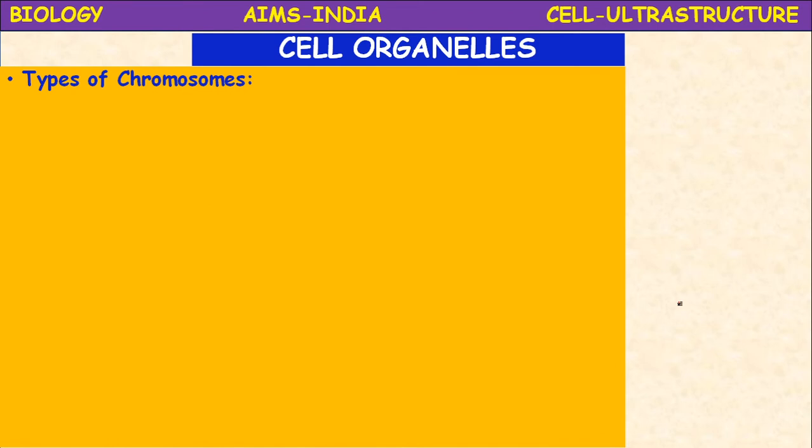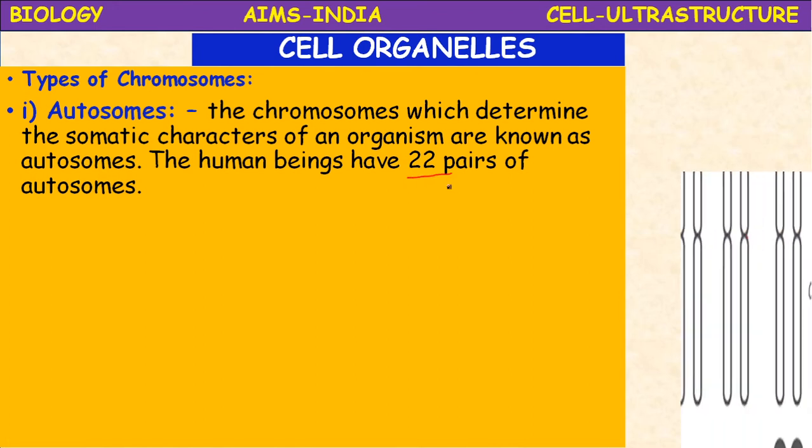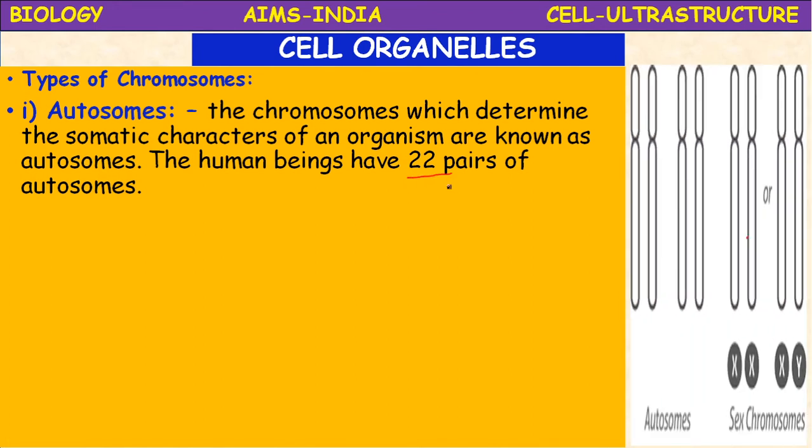Next, types of chromosomes further. Autosomes are the chromosomes which determine the somatic characters of an organism. Somatic characters means vegetative characters of organisms. Human beings have 22 pairs of autosomes. How many pairs? 22 pairs of autosomes are present. They represent the vegetative characters or somatic characters.